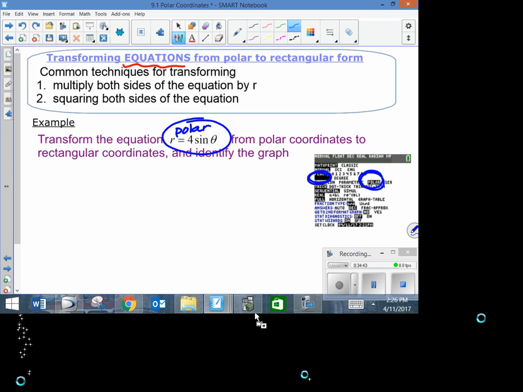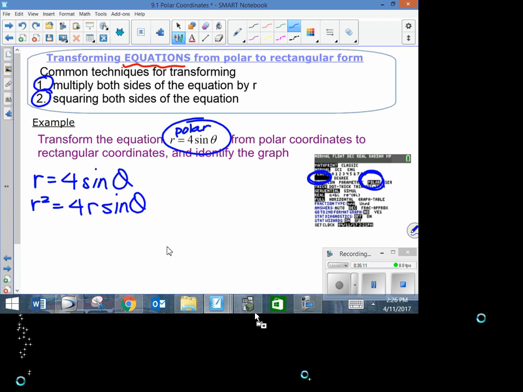All right, so there are two techniques, and pretty much that's all that works. You can either multiply both sides of the equation by r, or you can square both sides. Okay, so let's see. Not knowing what's going to work, let's just try number 1. Multiply both sides by r. So that's going to give us this.